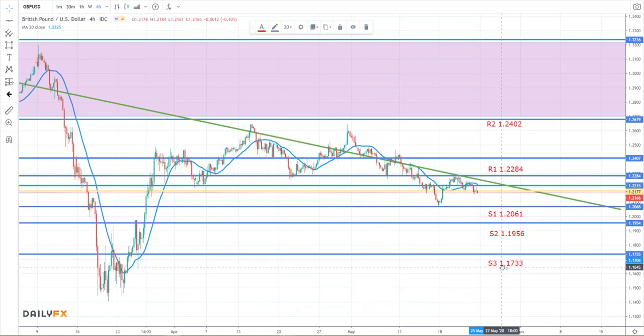So bearish in the pound. Looking for at least a move to the 120.61 or back up towards R1. And if we saw a move back up here, then I'm looking for the sell-off. Price is well below the 20 period 4-hour moving average. So still a sell in my book.